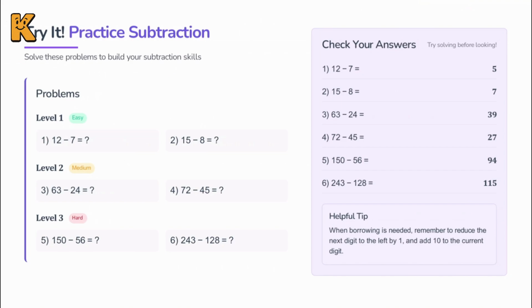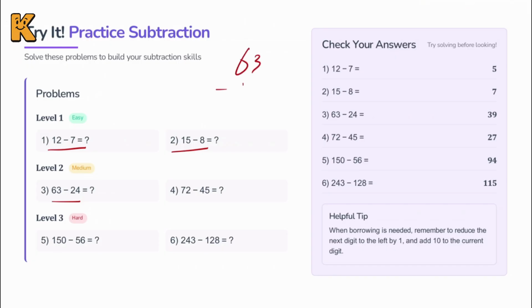After that, we had a couple of easy examples. For instance, 12 minus 7 equals 5, so easy. I don't need any calculator, you can just do it in your head. It's simple. 15 subtracted by 8 equals 7. 63 subtracted by 24 is one of those questions where we have to implement the borrowing method.